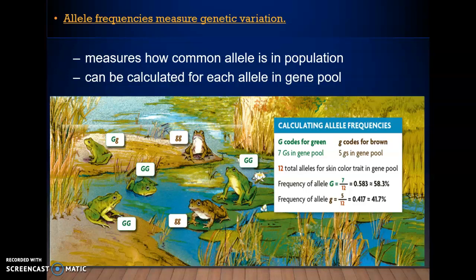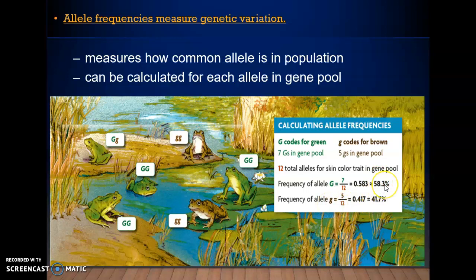But we look at these organisms here, this little population of frogs, we could see that they can be green or they can be brown. And we could see that there's a big G for green, so we know what that means. It's dominant, and a little g for brown. And we see a little bit here about the frequency of these alleles. So that might be something that you would hear in evolution is frequency of an allele. The frequency of the allele for green, the frequency of the allele for brown.